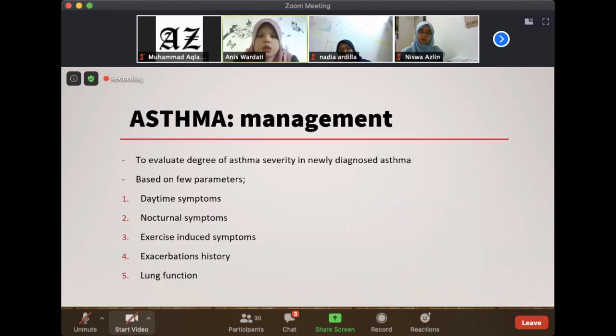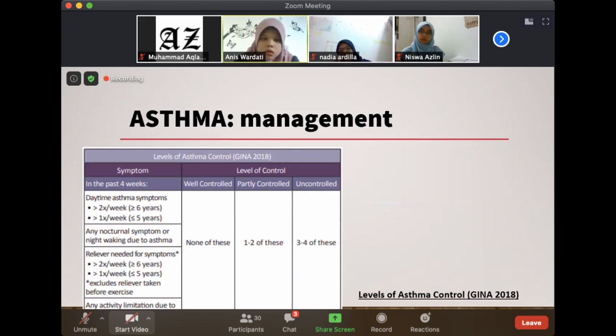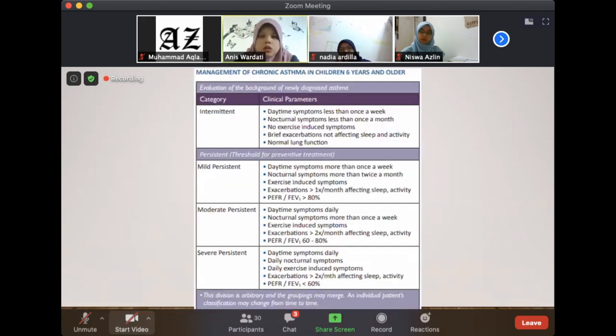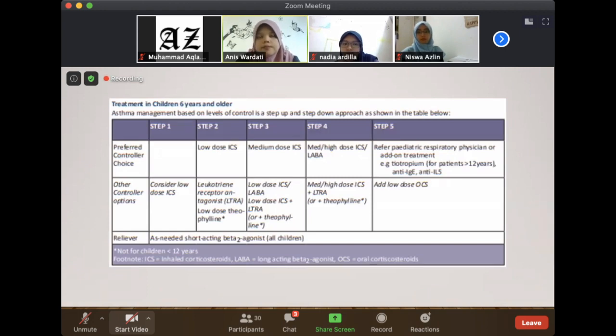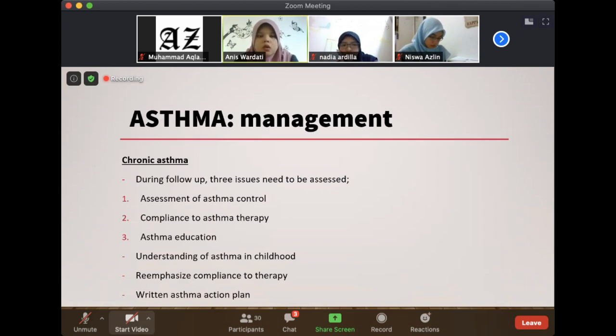So in older children, 6 years and older, if they are newly diagnosed with asthma, then we need to categorize them by the severity of the asthma, whether it is intermittent or persistent. Persistent can be mild, moderate, or severe. When we have already classified them by the severity of the asthma, then we can start them on the medication based on the severity. And during follow-up, we need to assess the asthma control, the compliance, and also educate them about asthma.